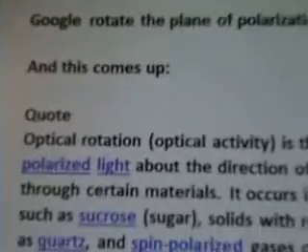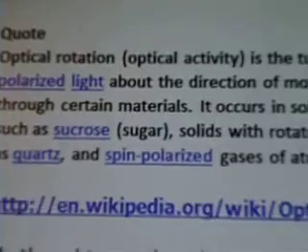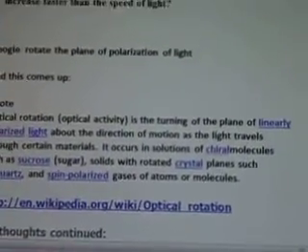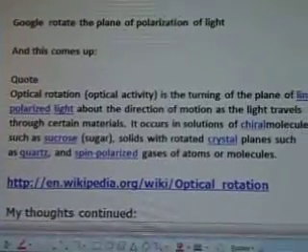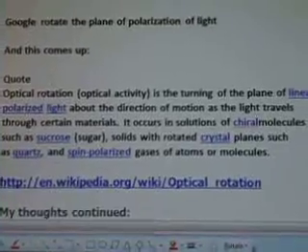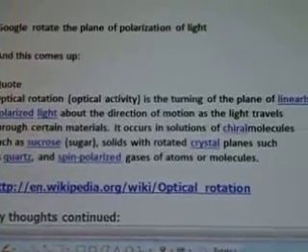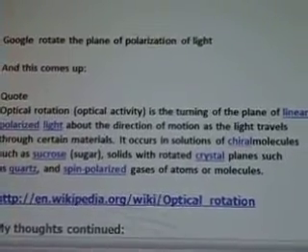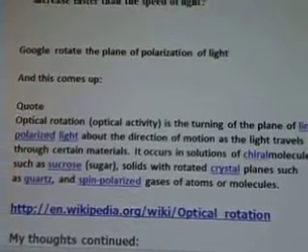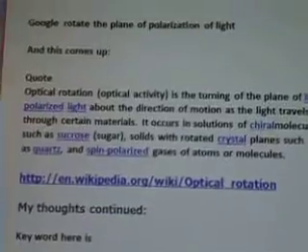And this comes up. Quote, optical rotation, optical activity, is the turning of the plane of linearly polarized light about the direction of motion as the light travels through certain materials. It occurs in solutions of chiral molecules such as sucrose, sugar, solids with rotated crystal planes such as quartz, and spin polarized gases of atoms or molecules.